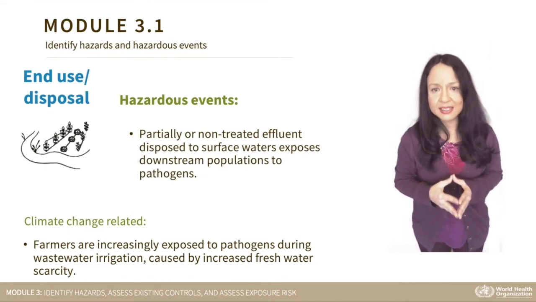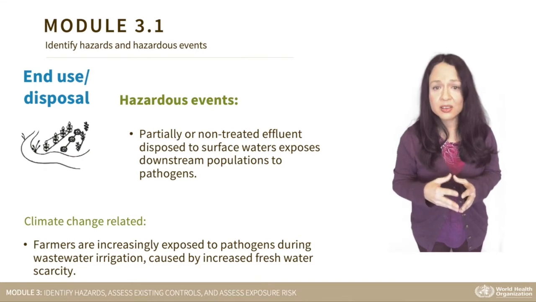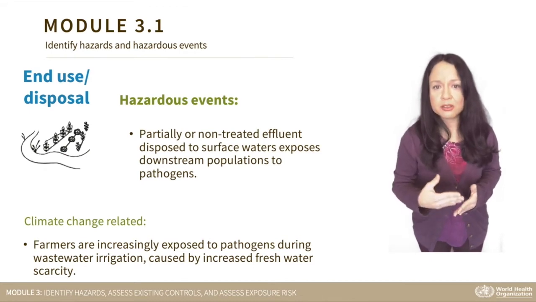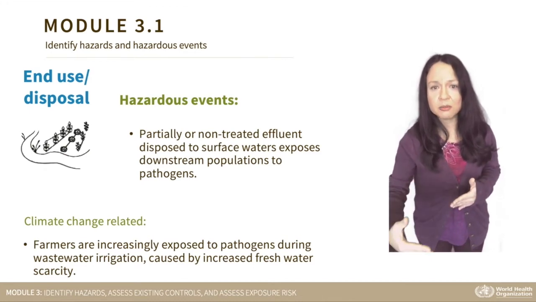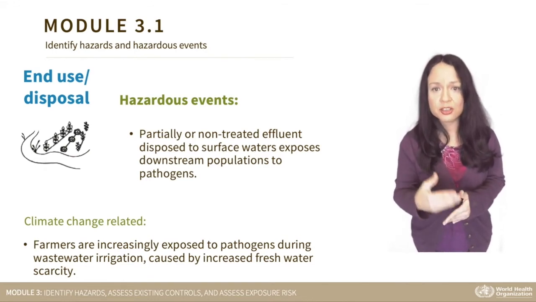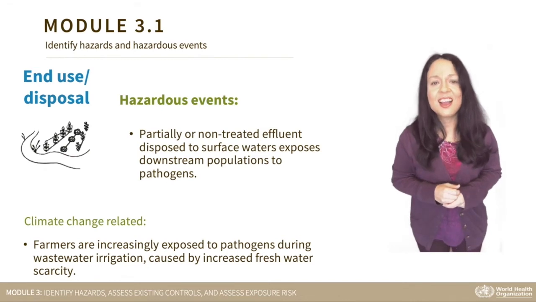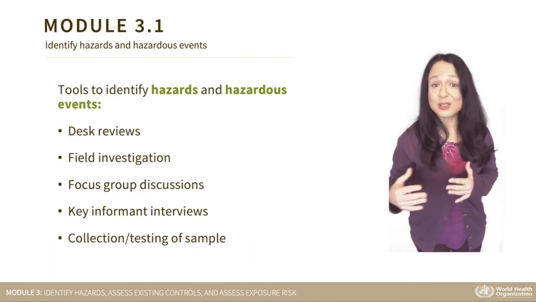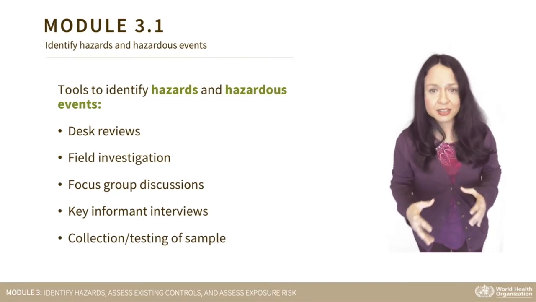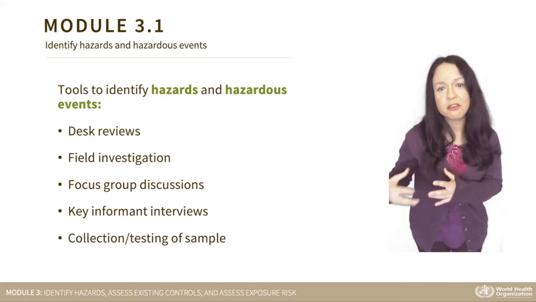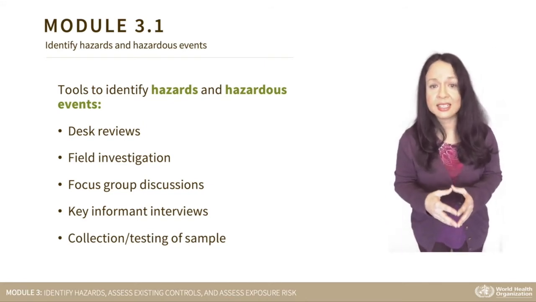Hazardous events identification might include considerations of their regulatory and policy shortcomings. For example, release of untreated fecal sludge in the environment may be due to the lack of enforcement of discharge regulations. While identifying hazards and hazardous events, we will apply several tools, including desk reviews with field investigation, focus group discussions, key informant interviews, and collection and testing of samples.